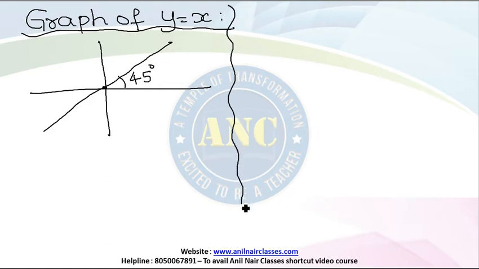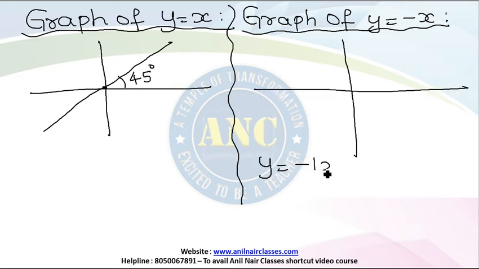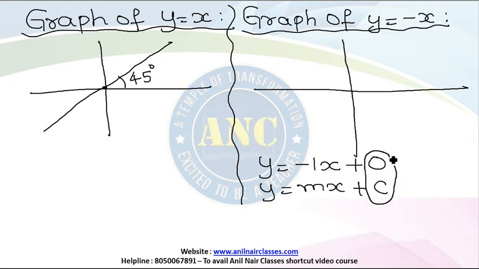Now, suppose for example, I want to know how to represent the graph of y is equal to minus x. Everyone listen carefully, sir. y is equal to minus x. Same logic. This is a coordinate axis. y is equal to minus 1x plus 0. If I compare with y is equal to mx plus c, c value is 0, which means it is also a straight line passing through origin. m value is minus 1.